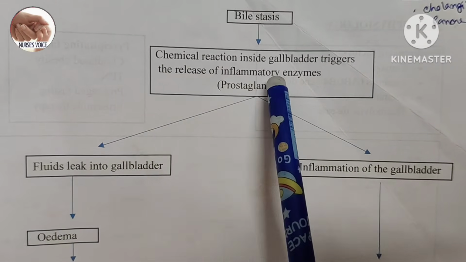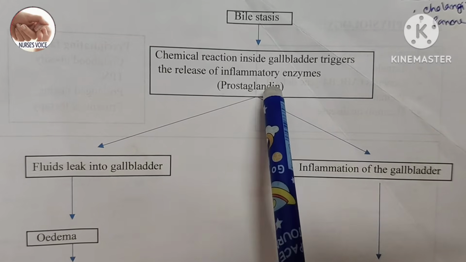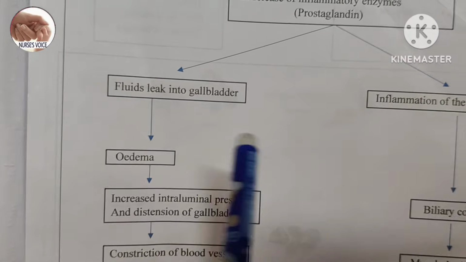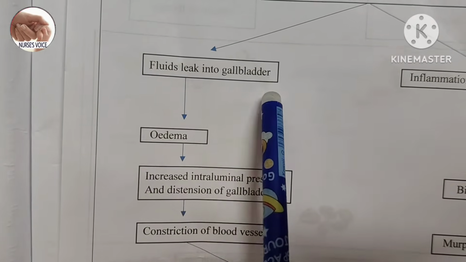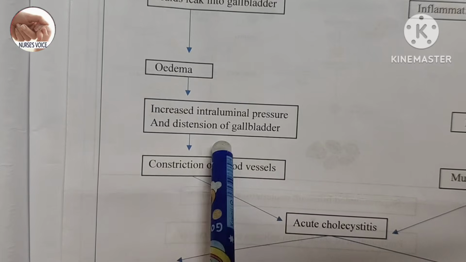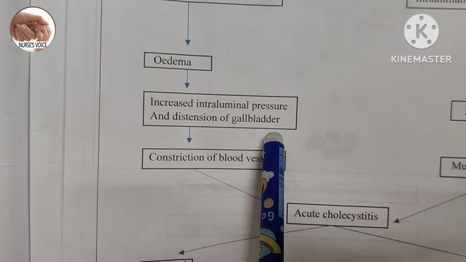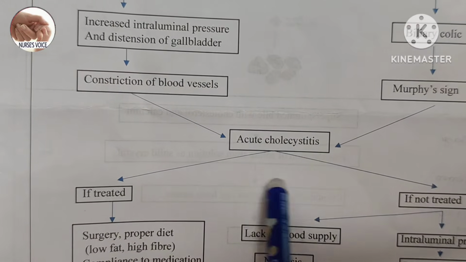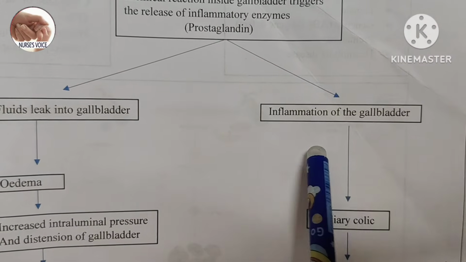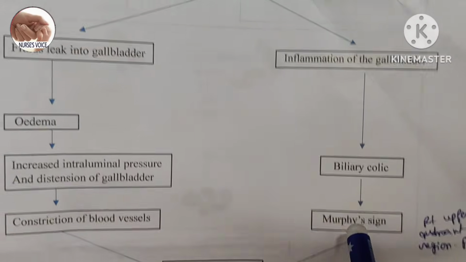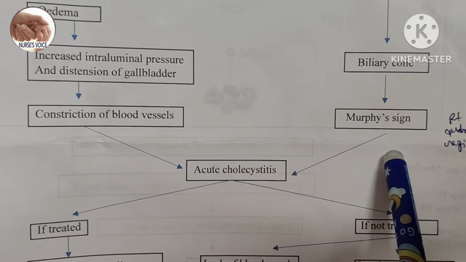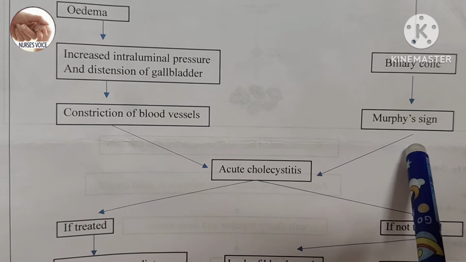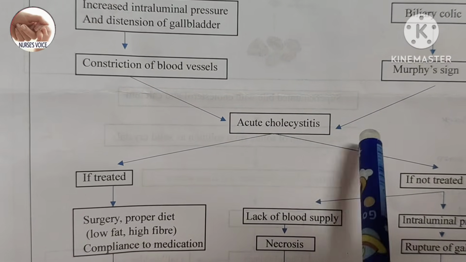The chemical reaction inside the gallbladder triggers the release of inflammatory enzymes, which is prostaglandin. Due to this, two conditions occur. One is fluid leak into the gallbladder and edema occurs. Intraluminal pressure increases, with distension of the gallbladder and constriction of blood vessels, and due to this acute cholecystitis occurs, and also inflammation of the gallbladder, and due to this biliary colic and Murphy's sign are seen. Murphy's sign means pain in the right upper quadrant region, and acute cholecystitis occurs.